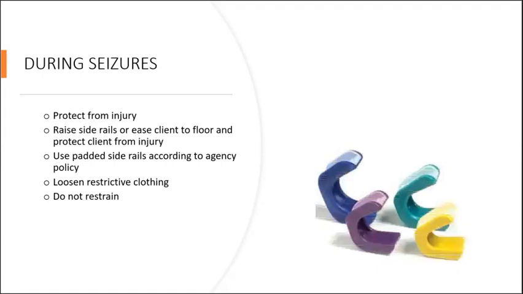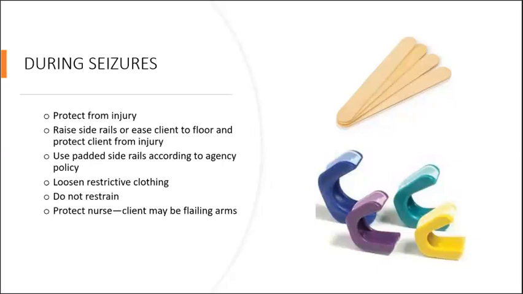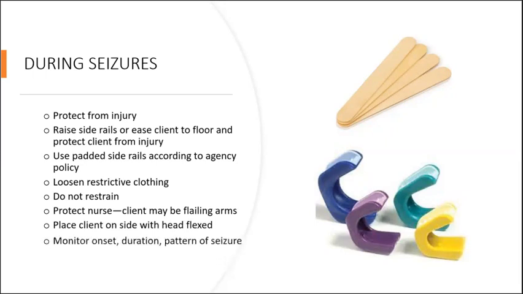Do not try to insert a bite plug or a padded tongue blade or an oral airway. Do not insert any of this. So don't insert a tongue blade, don't insert an oral airway while they're having a seizure. And again, the client may be flailing their arms, so you want to protect yourself so that you don't get injured while the client is having a seizure. We'll need to place the client on the side with the head flexed. You also want to monitor the onset, duration, and pattern of the seizures. Remember, we said the tonic seizures are going to cause stiffening, clonic seizures are going to cause jerking or twitching.